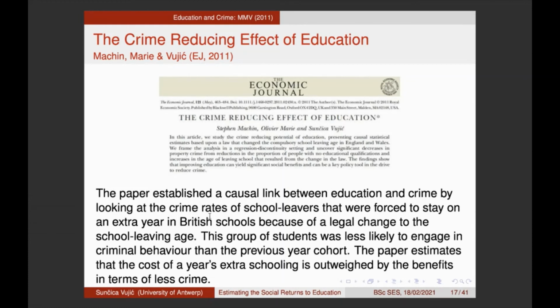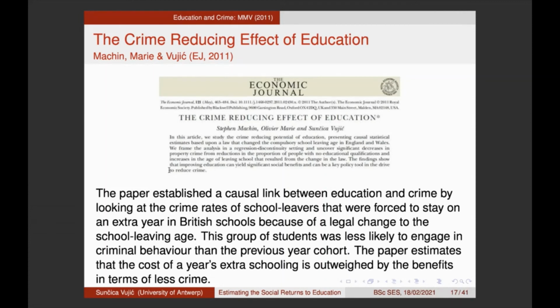So this is really this quasi-experimental environment that we are going to utilize to solve the problem of omitted variable bias between education and wages, or education and crime, and try to estimate really the causal effect of education on these socially desirable outcomes.